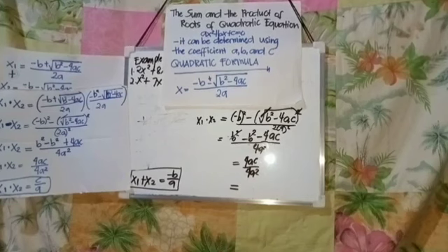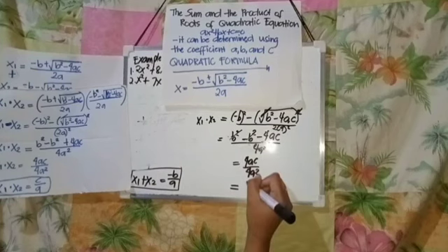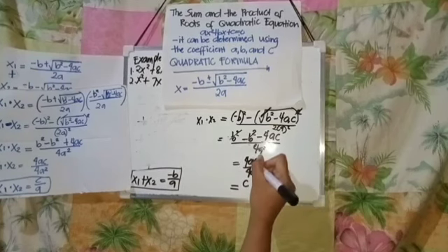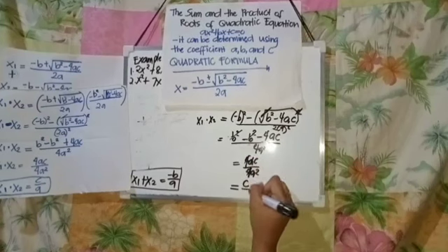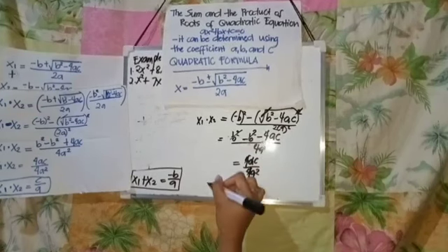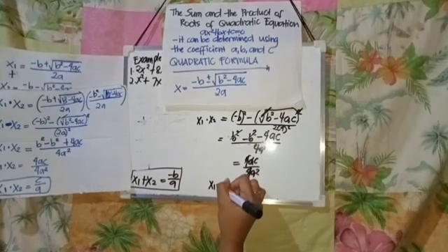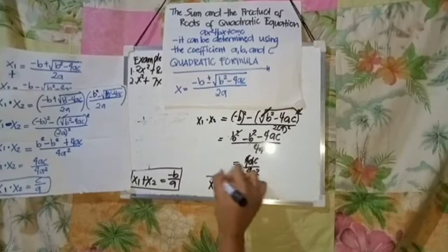And the rule in dividing variables: how many 4a are there in 4ac? So there remains c, and the a cancels out. So the remainder here is a. So x sub 1 times x sub 2 is equal to c over a.